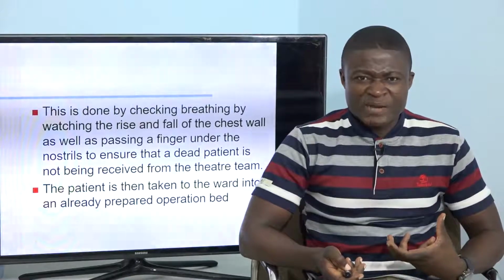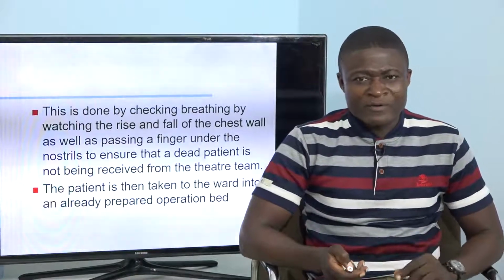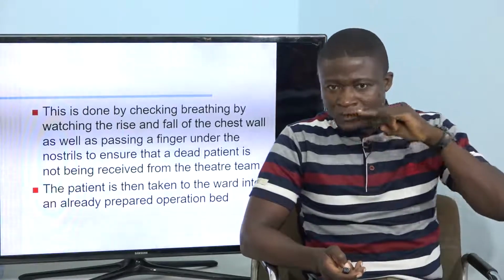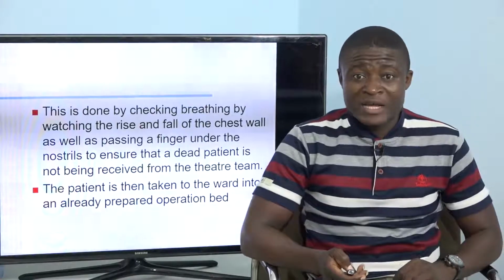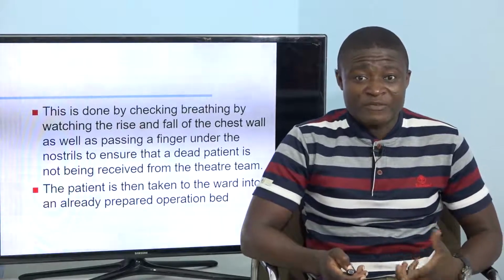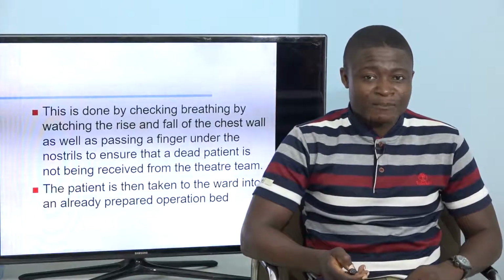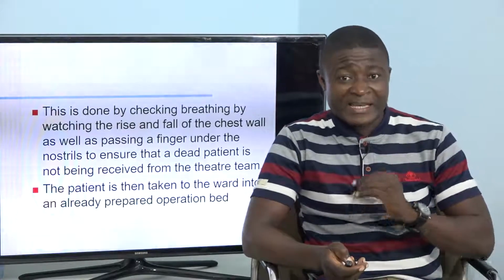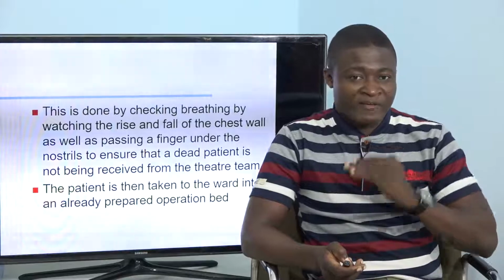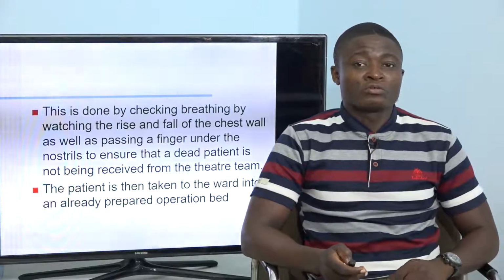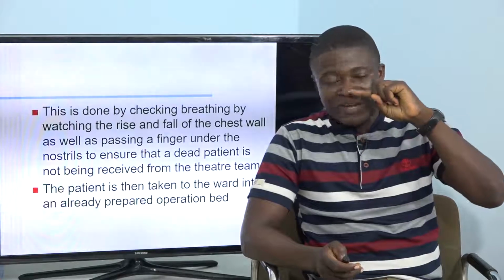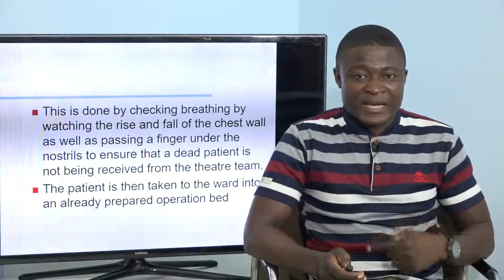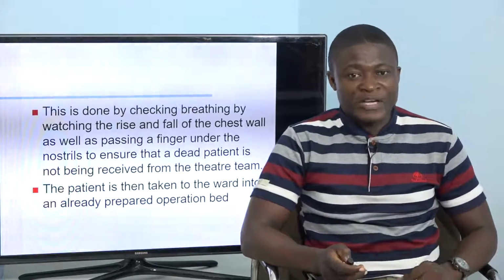This is done by checking the breathing, by watching the rise and fall of the chest wall, as well as passing a finger under the nostrils to ensure that a dead patient is not being received from the theater team. So what we are saying is, immediately look at the client's chest to see whether he or she is breathing. If the client is alive, you will see the chest rising and falling. If you are not sure, just pass your finger around the nostrils of the client. You will definitely feel it.